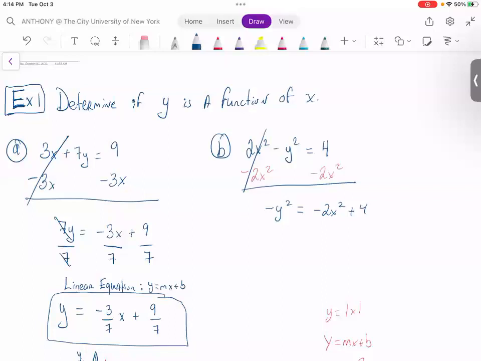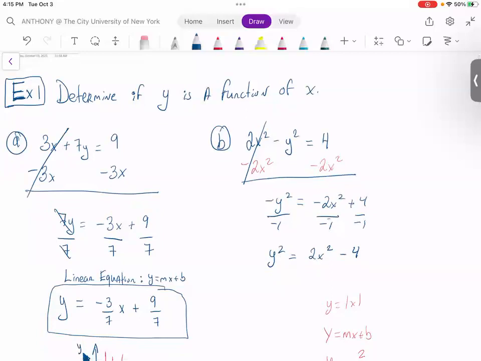And now you would divide by negative 1, okay? Just like how we have the coefficient of 7y in the previous example, you need to divide by 7. Now you divide by negative 1 to isolate the variable y, right? With a coefficient of 1. All right, so we divide these terms by negative 1. This gives us y squared is equal to negative 2x squared over negative 1, which is positive. So it's 2x squared minus 4.